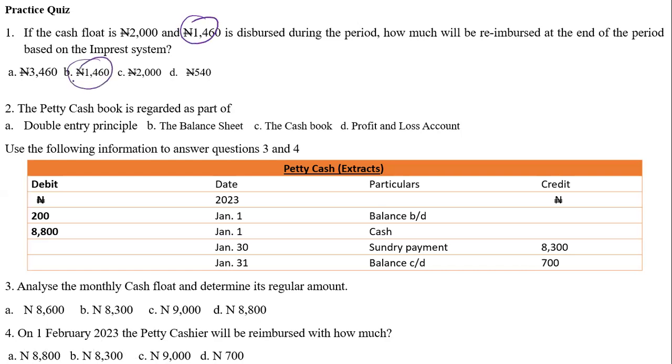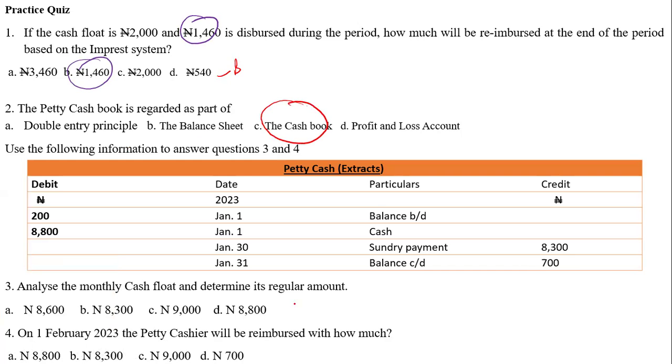So, given this, what would be our answer? Without thinking, we can see our answer. So, the option here is this. Now, the petty cash book is regarded as part of what? Is it double entry? No. Balance sheet? No. It's part of our cash book, for petty, as we have smaller items.